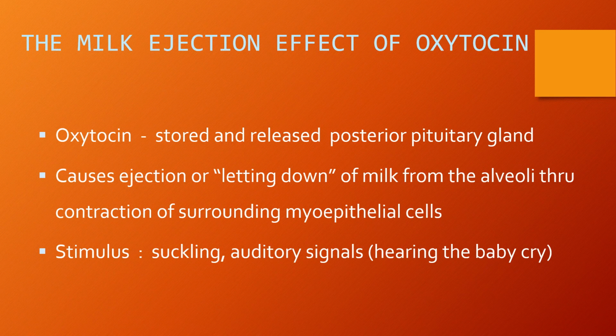Now let's talk about the milk ejection effect of your oxytocin. Oxytocin is stored and released from the posterior pituitary gland. It causes ejection, or milk let down, from the alveoli through the contraction of the surrounding myoepithelial cells. So it's the oxytocin that is responsible for that. The stimulus for the release of oxytocin would be suckling and auditory signals like hearing the baby cry, then later on there will be milk let down.